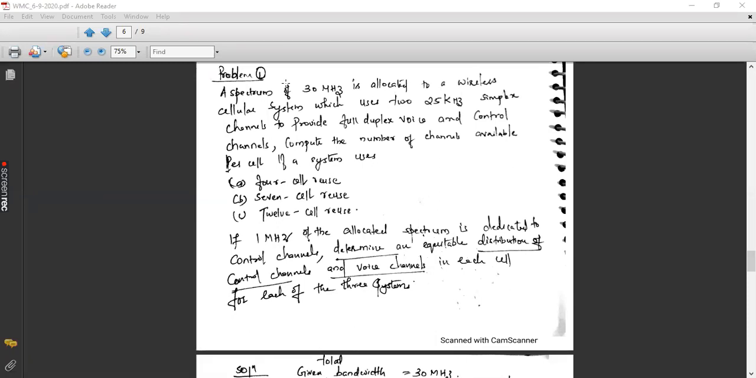So please keep in mind that in the first part you will use only 4 cells in one cluster, in the second part you're going to use only 7 cells in one cluster, and in the third part you're going to use only 12 cells per cluster. So among these 4, 7 and 12 you are going to distribute the entire number of channels. First, you need to calculate the total number of channels, and then the number of channels allocated to each cell. How will you allocate to each cell? You divide the total number of channels by N. What is N? N is the cluster size, otherwise known as the number of cells in one cluster. It can be 4, 7 or 12 depending upon the case.